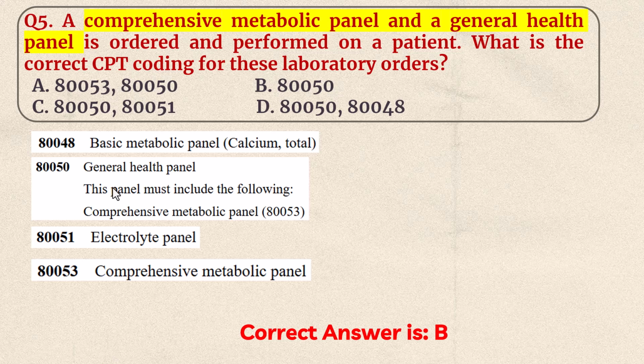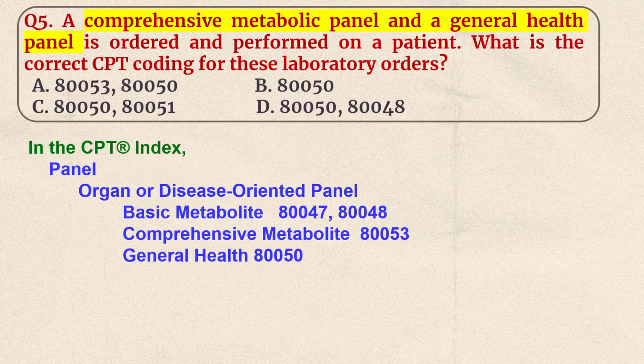So if you encounter this case in a real working scenario, you have to go with the CPT alphabetic index. When you go to the CPT alphabetic index, first search for the term panel. So go to the panel, then go to the subcategory organ or disease oriented panel. There you will get the following three lists. One is basic metabolite, then comprehensive metabolite, then general health. Again, go back to the tabular list and confirm the answer. Once you confirm, the correct answer will be B.